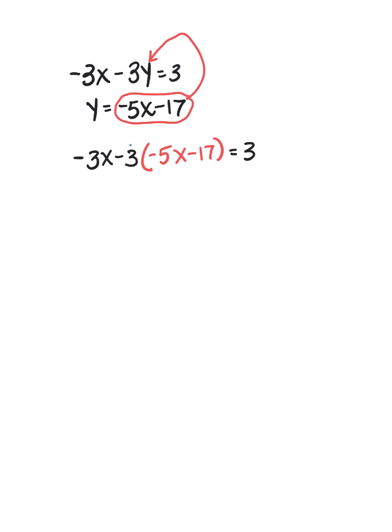So with parentheses, we need to distribute. Now you need to be careful because look what's right there. That's a negative. You need to take it with you when you multiply. So when I resolve the parentheses, we don't touch that negative 3x. That stays the same. But now we're going to multiply negative 3 times negative 5, which is positive 15.